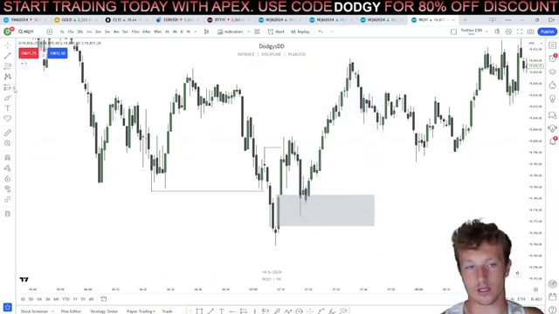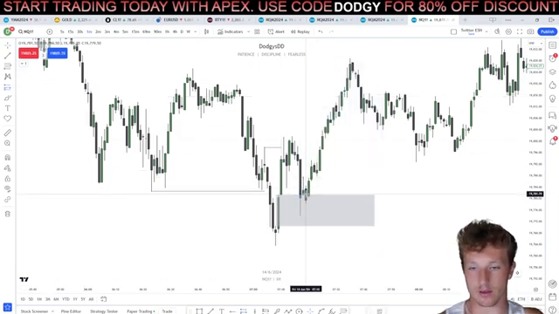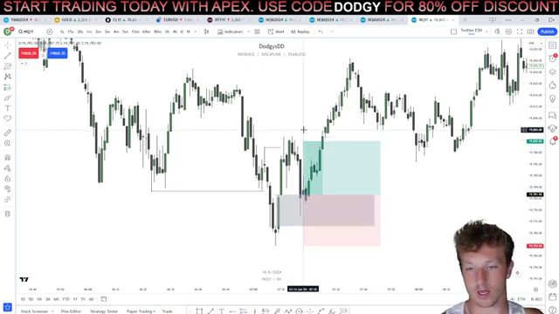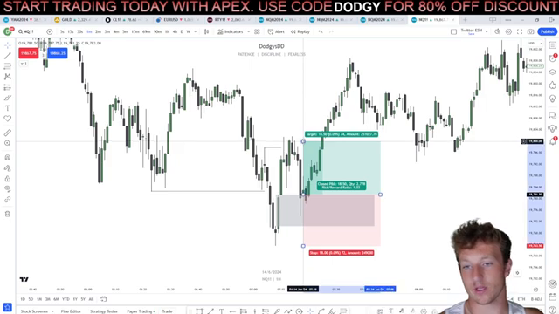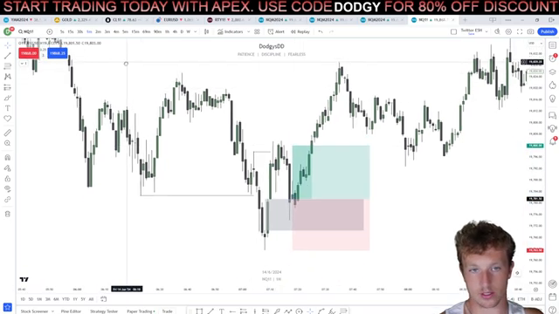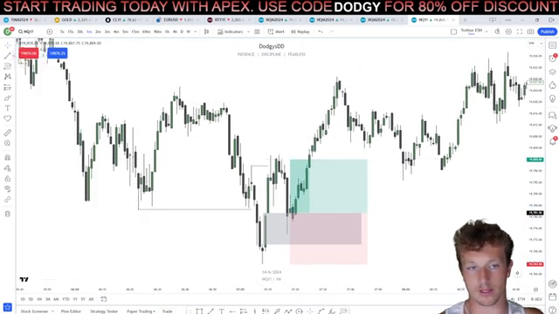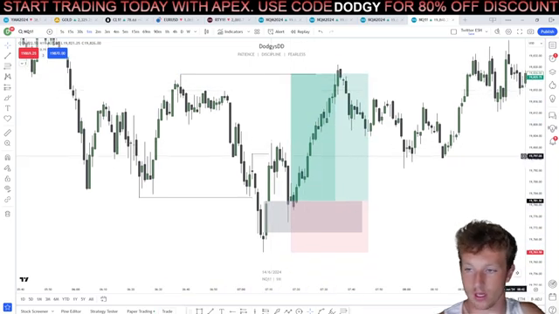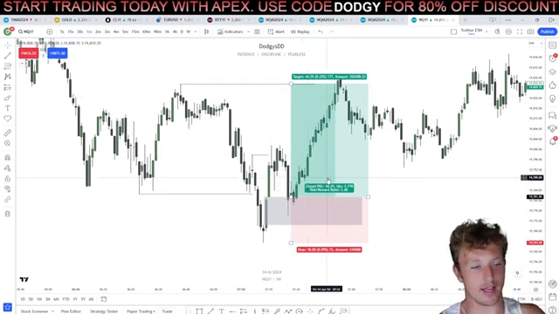So the entry in this example would be when we tap into the fair value gap, which would be here. The stop loss would go beneath the low, and then the target would be the next major high, which in my opinion, I would probably say this is the next major high. So you do your take profit there. So that's how to use a fair value gap entry.